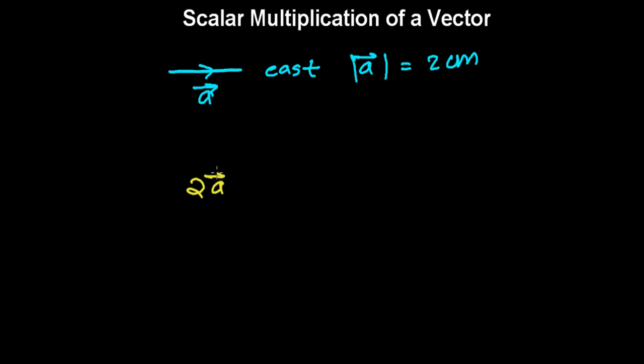What I mean to say is that if I have a vector, let's say vector A, and vector A has a magnitude of 2 centimeter, and it is in the direction of, let's say, straight east. By the way, I have already shown here the direction of the vector A. Then I want to multiply this vector A by the scalar quantity 2, or number 2. Then what does this mean?